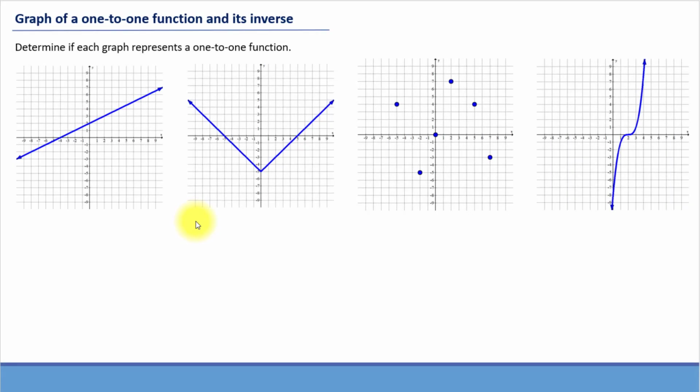Next, we're going to practice determining one-to-one functions from their graphs. Here we have 4 examples. Let's focus on the first 2. Again, a function is one-to-one if for every output there is only one corresponding input.